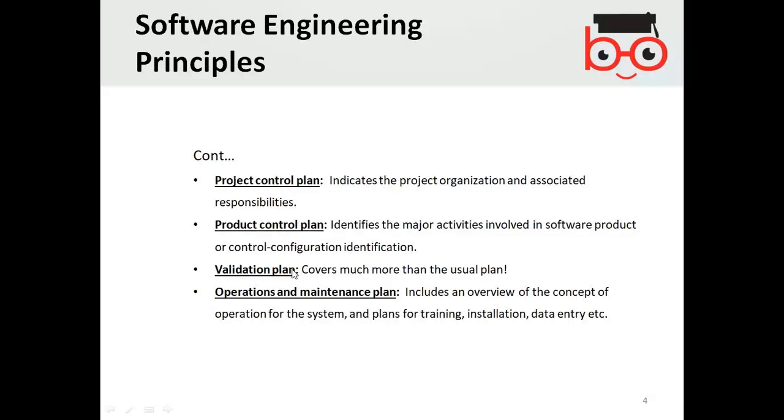Then next is the validation plan. It covers much more than the usual plan, and you need to verify what the expected output of the software is and whether it is validating the software or not.